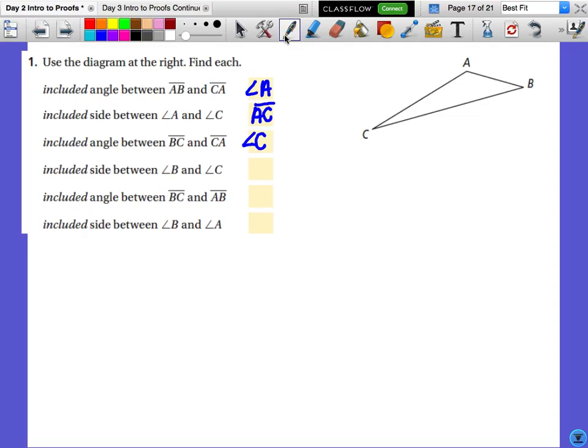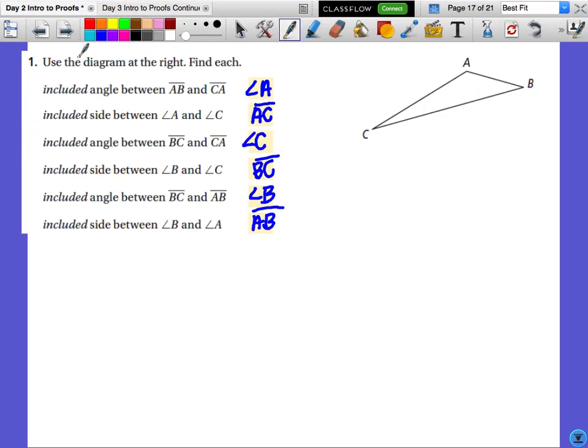Go ahead and try the next three on your own, then unpause to check. So between B and C would be BC. Between BC and AB would be angle B. And between B and A would be BA or AB.